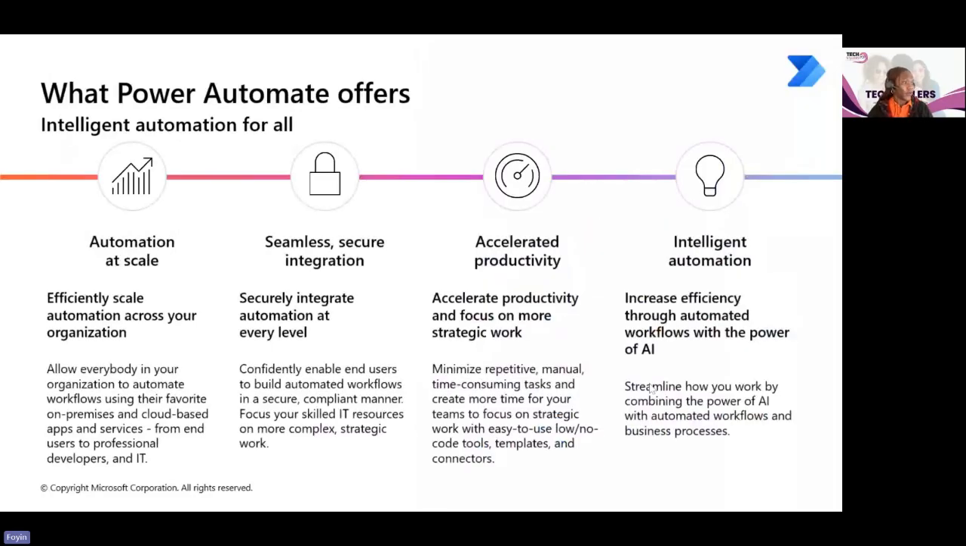So what does it offer? Automation at scale. We've spoken about that. You can automate from you to the entire organization. Seamless and secure integration. I've spoken about that. Integrating one system to another system, connecting from one system to another system. You can do that in a secure way because it works with all of the security, OAuth 2. You can use your service principal. A lot of authentication is in place with these systems as you're pulling data back and forth, right?